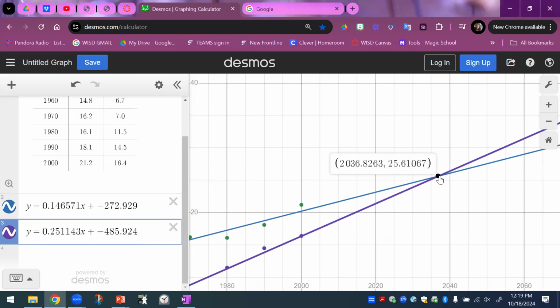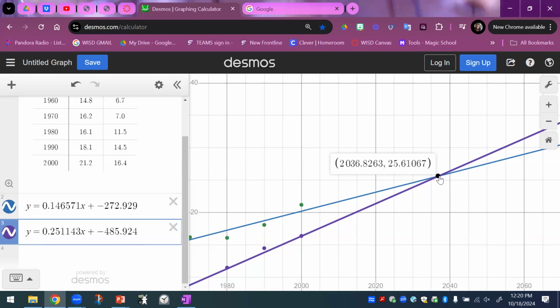What does the intersection mean? Anyone? Okay, it's where the two lines meet. But in terms of this problem, what does the intersection mean? Good job, Joshua, it's when the population will be the same. So approximately in the year 2036, if this is the trend that's happening, the population in New York and Los Angeles will be the same.